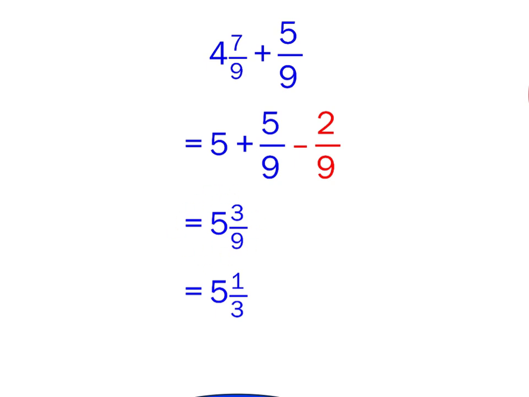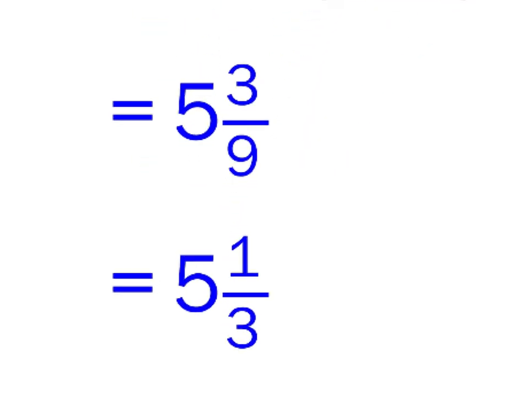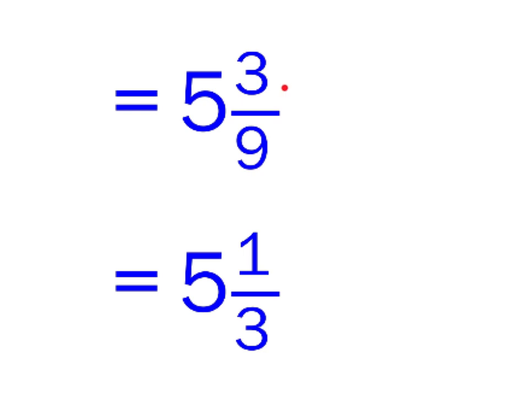And as my grade 8s are realizing, we have to simplify our fractions when we're done. To simplify, you take a look at the top number and the bottom number and ask yourself, is there a number that goes into 3 and 9? There is. It's 3. So we divide them both by 3. 3 divided by 3 is 1. 9 divided by 3 is 3. So the answer is 5 1/3.